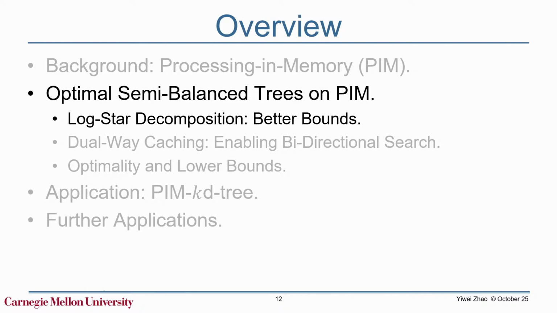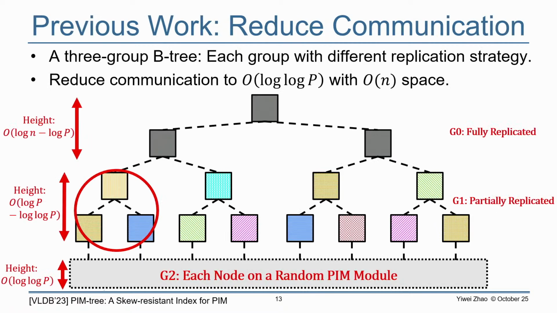And for each of these components, after the decomposition, we apply a different strategy. Let us recall the previous work on our PIM tree, which we used to reduce communication. Basically, we did this 3-group or 3-layer B tree, where on the first layer, we adopt a full replication. On the second layer, we adopt a partial replication. And the overall takeaway is that although this tree has order of n over log P sizes of nodes, we just need to replicate each of the nodes order of log P times.